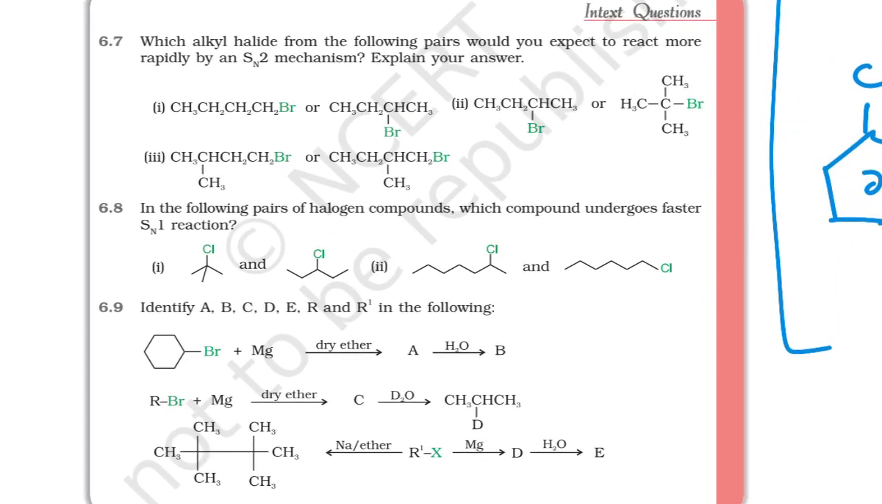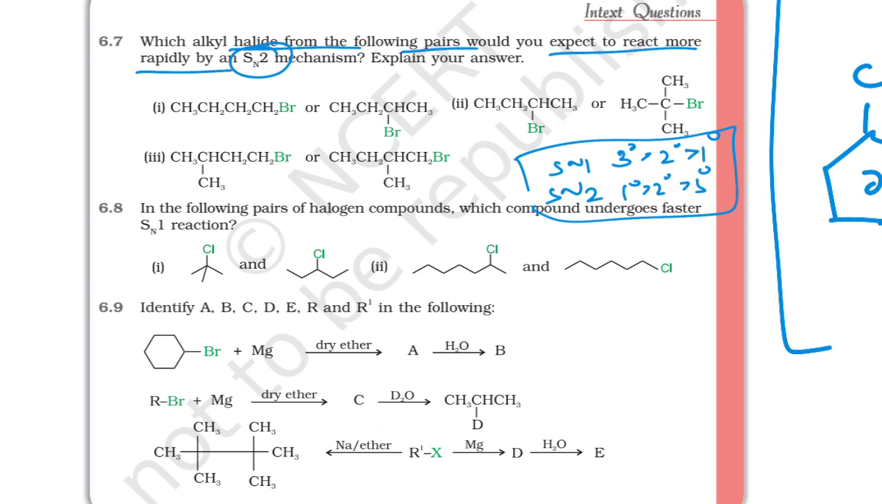Okay. So first of all, which of the alkyl halides from the following pair would you expect to react more rapidly in the SN1 mechanism? We know that for SN1, tertiary is more reactive than secondary, then primary. In case of SN2, primary is more reactive than secondary, then tertiary.